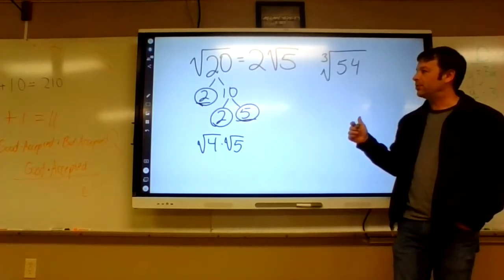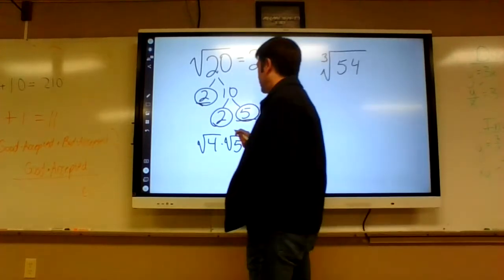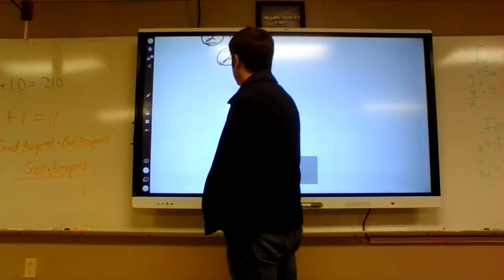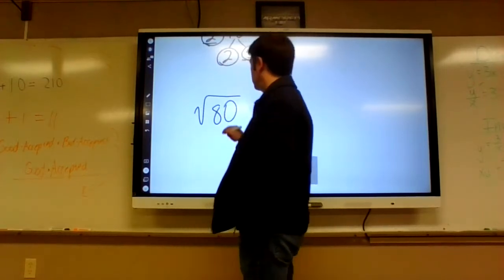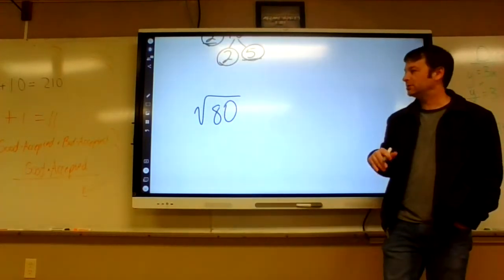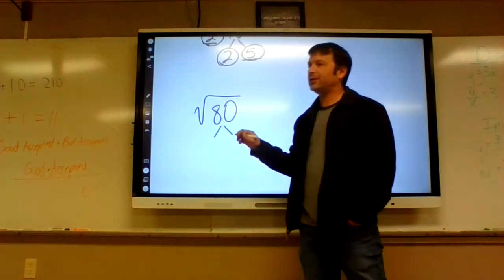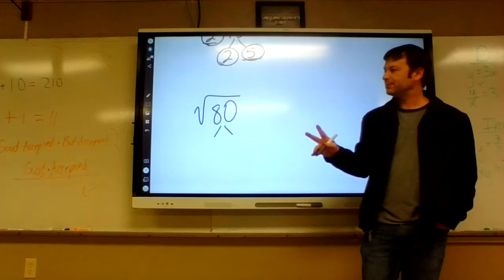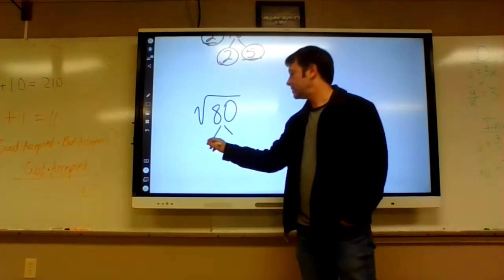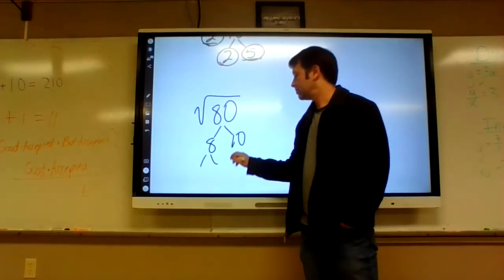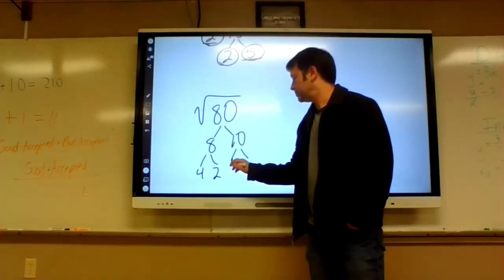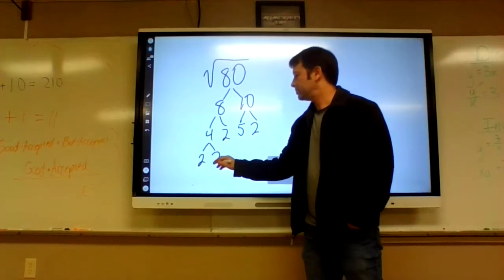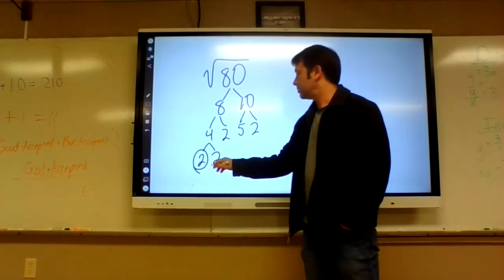Let's do one more. Let's try to make it a little bit trickier. Let's do 80. Since it's hard, you should do it on all of us. Oh, I didn't say it was hard. 16 is kind of hard. Don't say that one. Okay, 80. What goes into 80? 8 and 10. 4, 2, 5, 2. 2, 2.